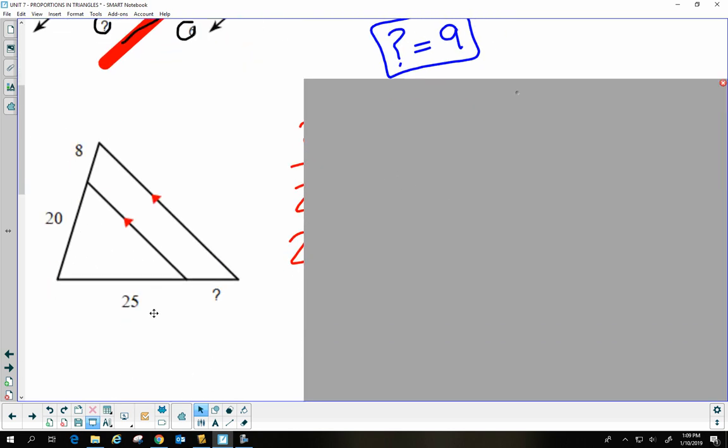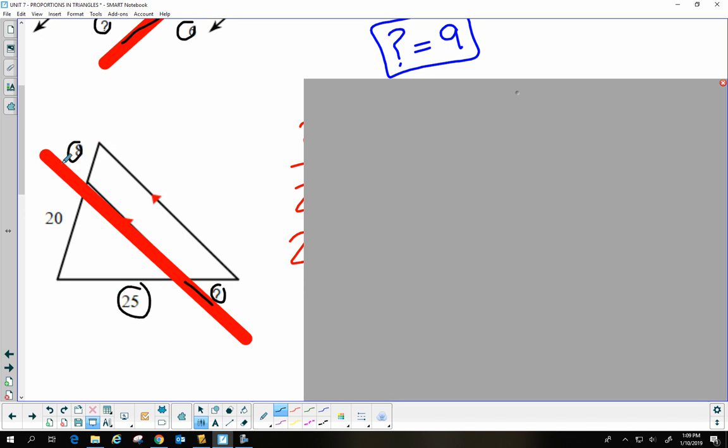Here I don't have an angle bisector. I'm not cutting an angle in half, but I do have a line going through my triangle that's parallel to this one side. So I'll go over that like I have been doing. And so I have question mark divided by 25 and 8 divided by 20.